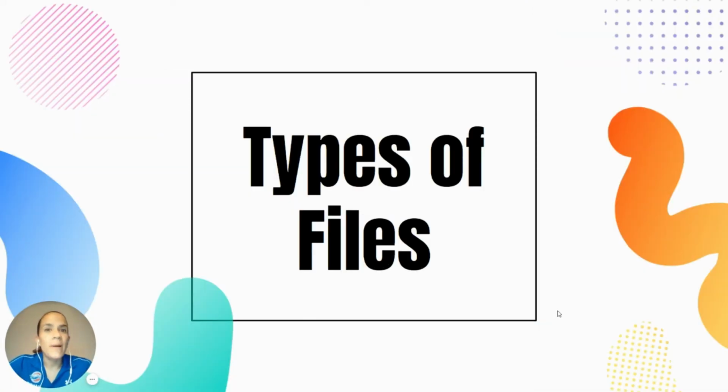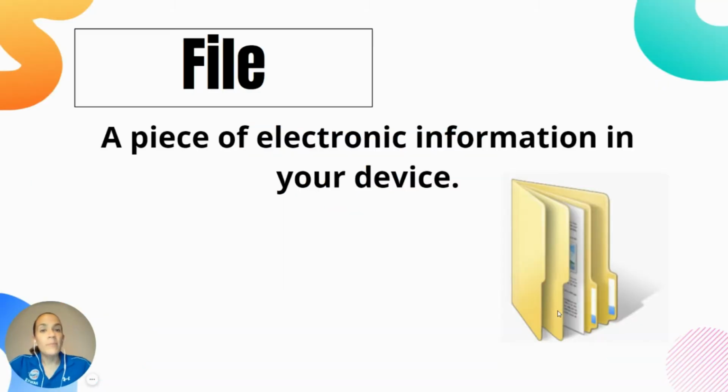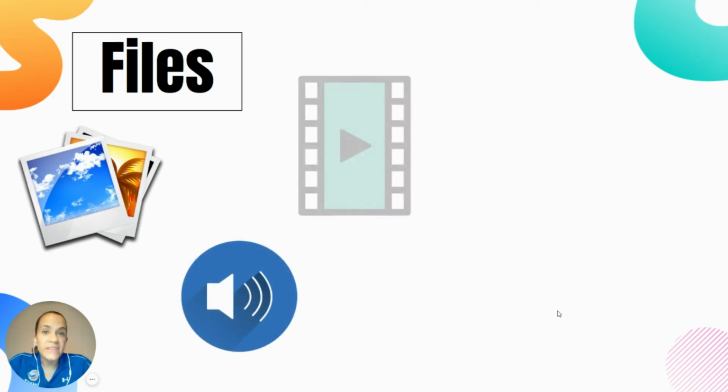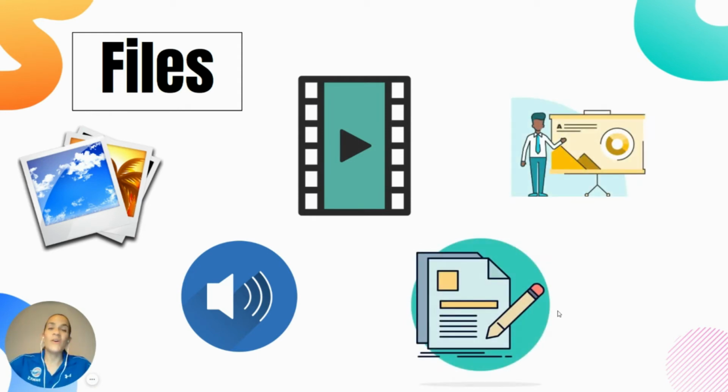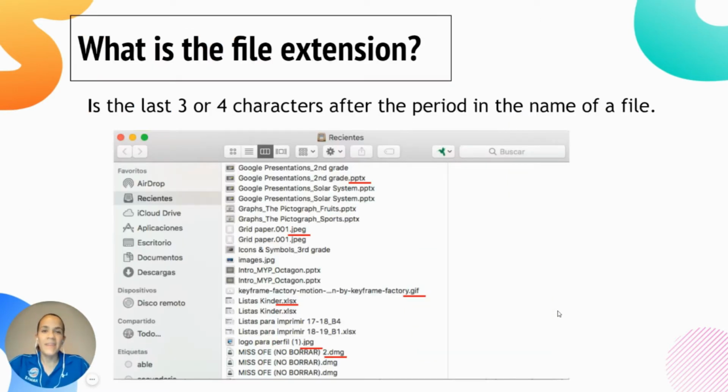Today, we're going to talk about the types of files. Remember, a file is a piece of electronic information in your device, okay? They can be pictures, it can be a song or music, it can be a video, it can be documents, it can be a presentation. So, all these files are stored in your device. And how can you know what type of file it is? Well, generally, they have something called extension. And the extensions are the last 3 or 4 characters after the period in the name of a file.